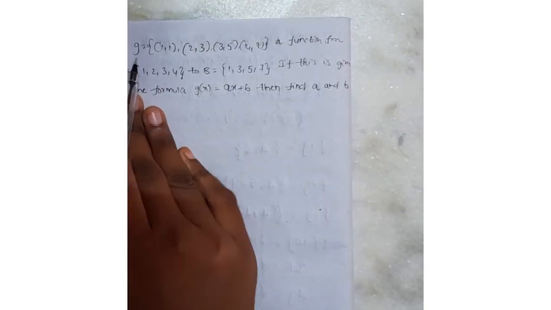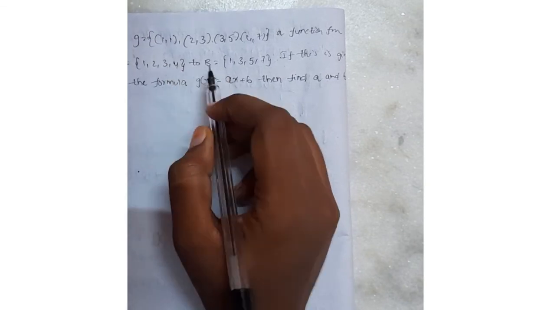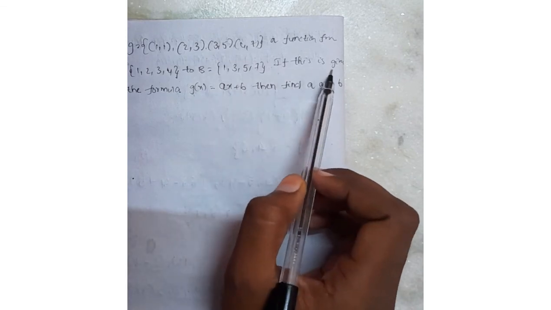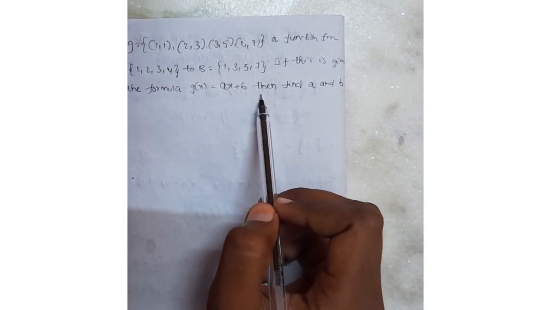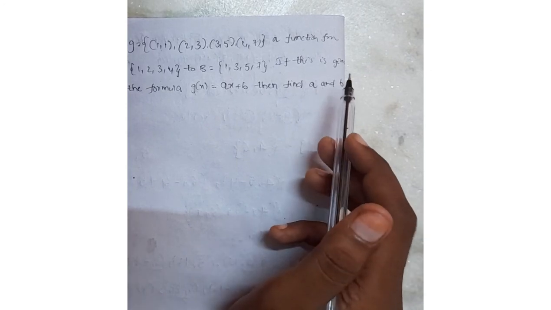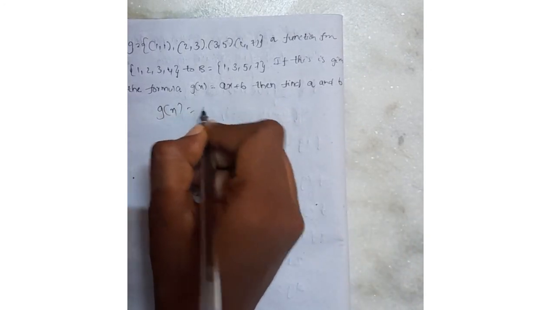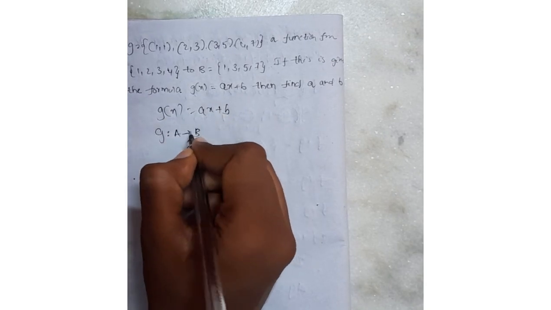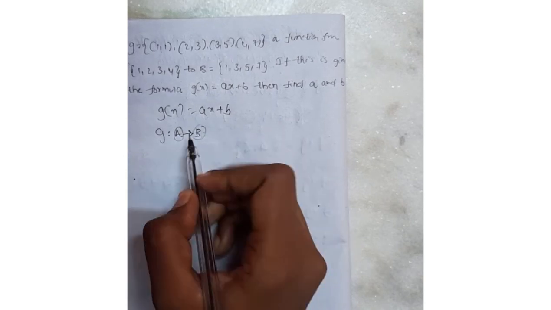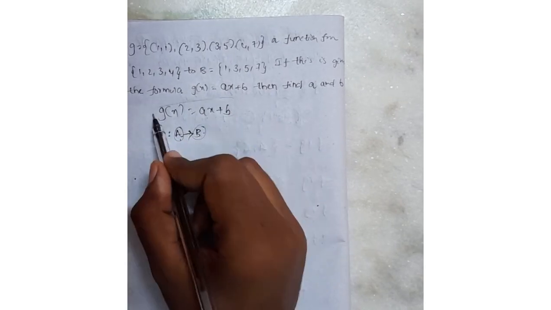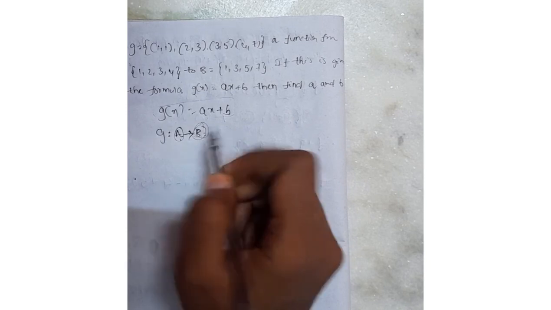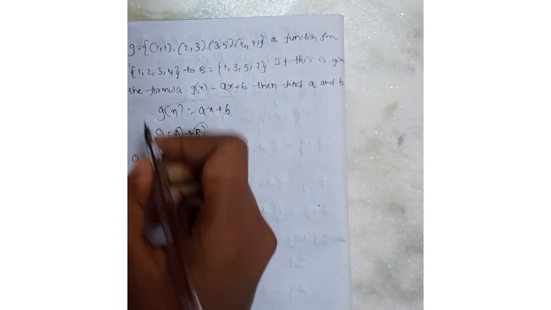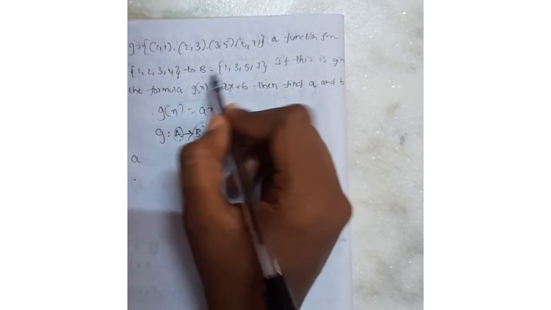The next question is, if g equals {(1, 1), (2, 3), (3, 5), (4, 7)}, a function from A to B, is given by the formula g of x equals ax plus b, then find a and b. Okay, so the given function is g of x equals ax plus b, and it is defined from A to B. It means that A is the domain and B is the range. By substituting the values of A in the given function, we will get the values in B.